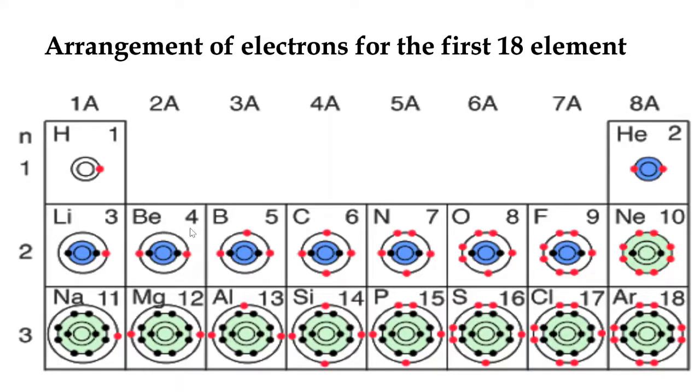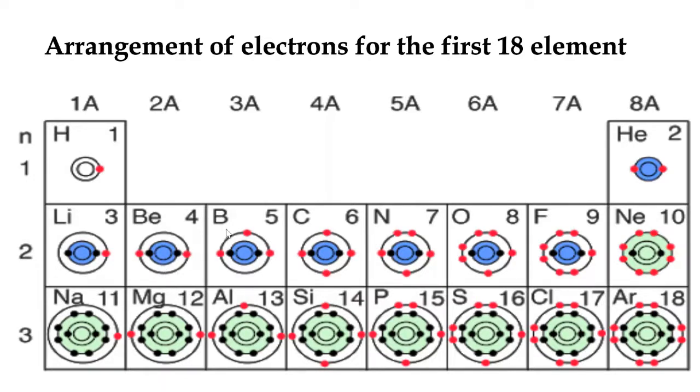Similarly for beryllium, the symbol is Be and its atomic number is 4. Inside you have the nucleus. In the first shell you have 2 electrons, which are represented by black dots, and in the second shell we have 2 more electrons. Since the atomic number of beryllium is 4, 2 are inside and the remaining 2 are in the outermost shell. And here, children, we are representing the outermost electrons by red color, which shows that they are the valence electrons, and the other inner electrons are shown by black color.